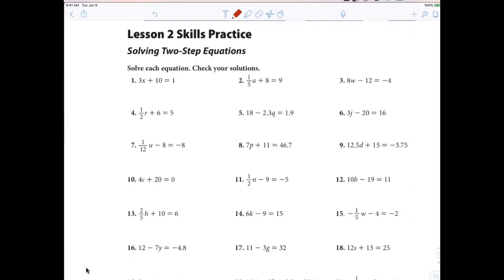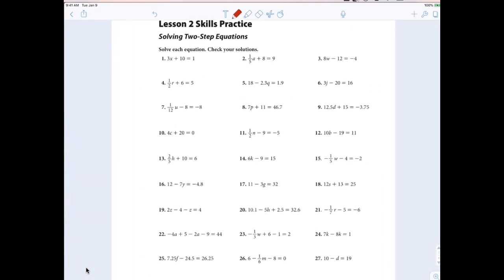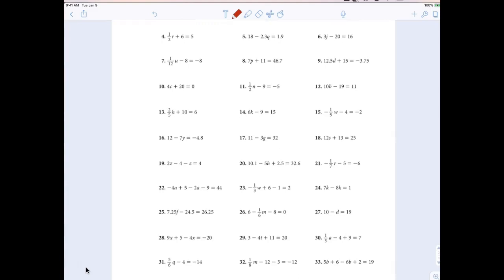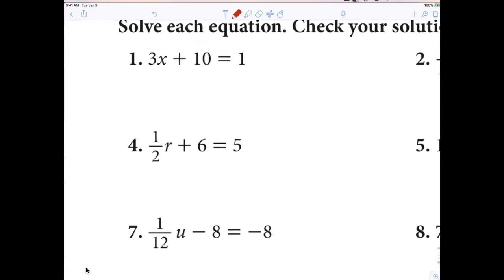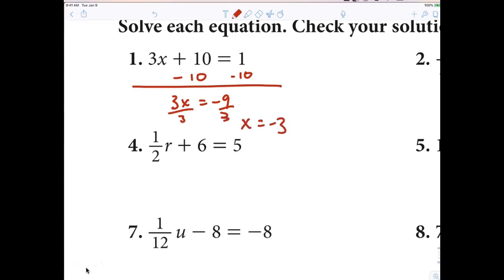All right, solving two-step equations. Now what I'm going to do is go right down the page. I'm going to do the first one. Tell me what to do. Minus 10, minus 10, perfect, both sides, and then it's 3x equals negative 9. And then what? You divide by 3, it's negative 3. Beautiful. Exactly right. X equals negative 3.